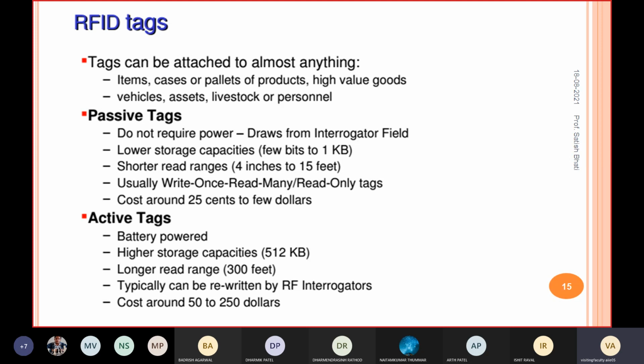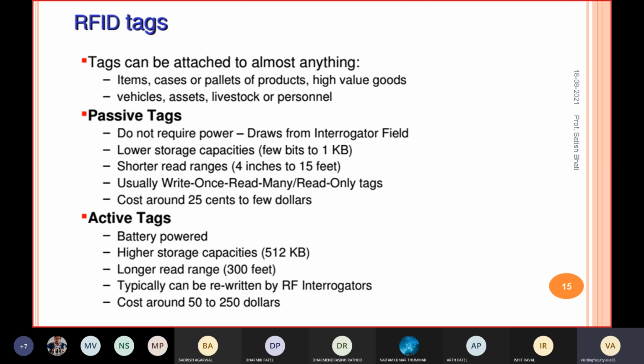Then these passive tags generally have a shorter range, right? So this passive tag will communicate with the reader when it is in the range of some 4 to 15 feet. So it has a shorter range. Then these passive tags are usually write once, read many, or you can call it read only. So that we will also discuss in detail, right?